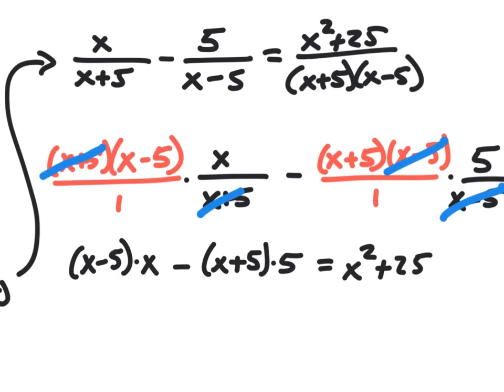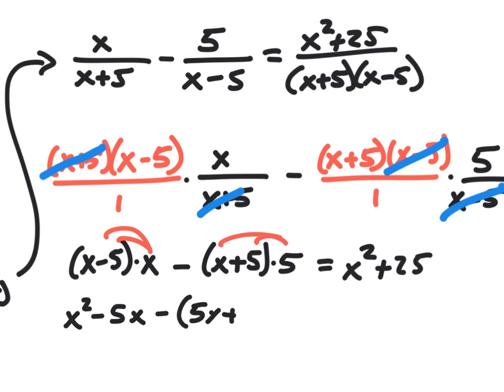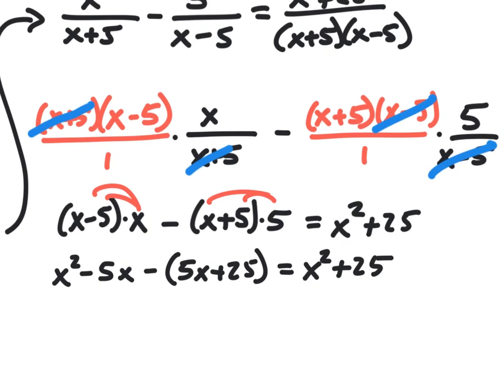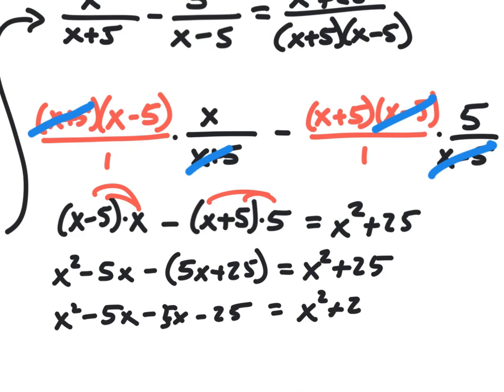All right, so now let me distribute my x, and let me distribute my 5. So we end up getting x squared minus 5x, and then minus the quantity, this is where you're going to get screwed up, minus 5x plus 25. And this is equal to x squared plus 25. At this point, we need to distribute a negative here. So this is going to become x squared minus 5x minus 5x and then minus 25, and this is going to equal x squared plus 25.